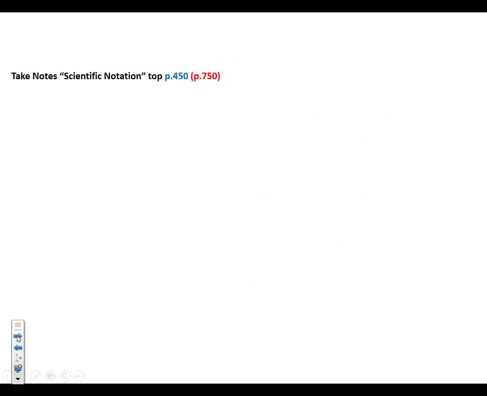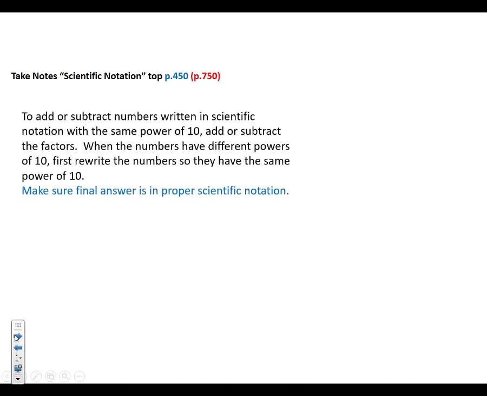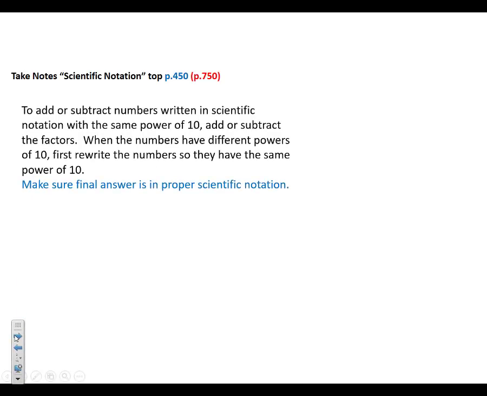So, you went to the top of page 450 or 750, depending on what the corresponding book is, and you wrote something down. Some of you probably wrote it all down. I added a little bit to it, so you might want to add a little bit to it. It said to add or subtract numbers written in scientific notation with the same power of 10. Same power of 10. All you have to do is add or subtract the factors. Now, this blue part, that's what I added.